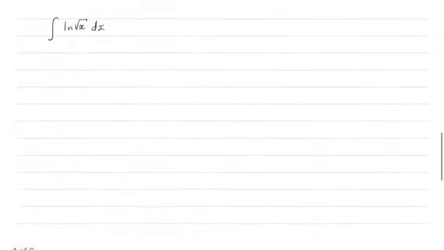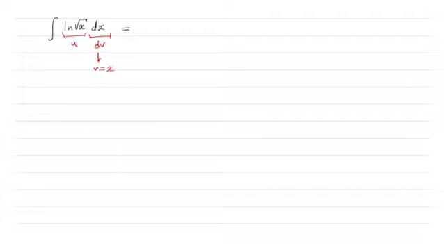Okay, let's see another example. Here we have the integral of ln of the square root of x, and there's no other function. It's not multiplied by any function. In this type of example, the other function is just going to be 1. So if I take this to be u, then v prime is 1, or dv is just dx, which means v is just x. Let's use this information.